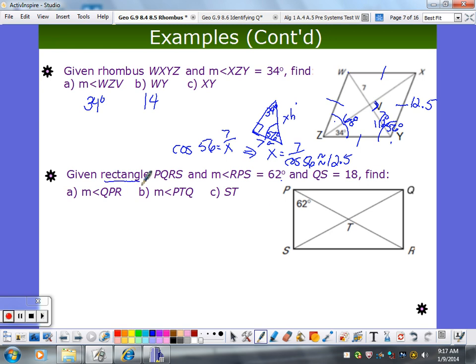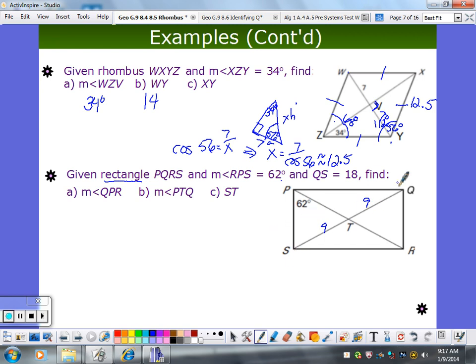All right, this is a rectangle. Angle RPS is 62. QS, well, there's QS, that's this whole diagonal, is 18. Find these different things. Now, it's 18. Sometimes that's hard to write. You know what I'm going to do here? I think I'll write it in this way. I know they bisect each other, and it's a little bit clearer what measure is what.